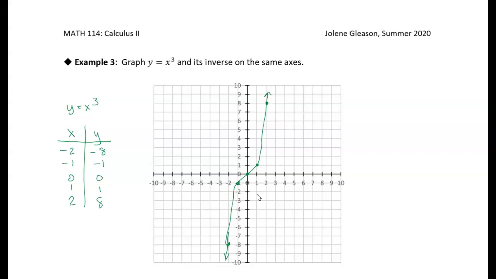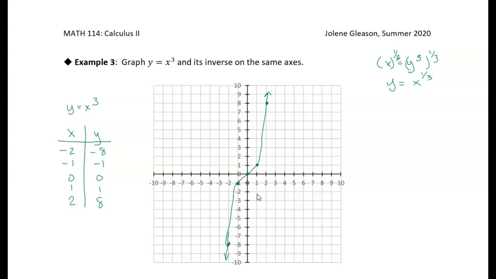Now let's graph its inverse. If we want the inverse of this function, we're just going to swap x and y. So I could write this as x equals y cubed. If I want to solve for y in terms of x, I'm just going to raise both sides to the 1/3 power, and I get y is equal to x to the 1/3.